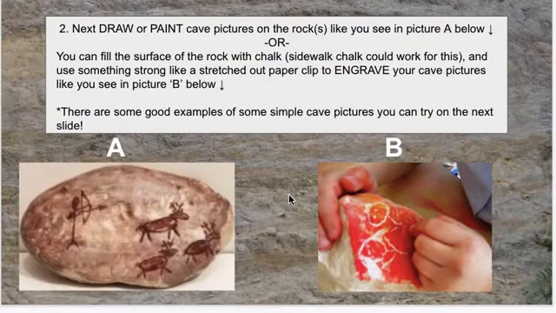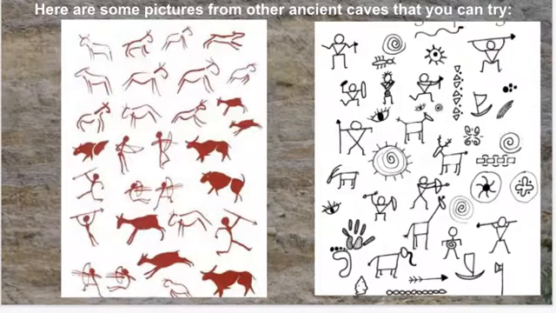Number 2. Next, draw or paint cave pictures on the rocks like you see in picture A below. You could use markers or paints, whatever you have that might show your images how you'd like. Or you can fill the surface of the rock with chalk. Sidewalk chalk could work well for this. And use something strong like a stretched out paper clip to engrave your pictures like you see in picture B below. There's some good examples of some simple cave pictures you can try on the next slide.